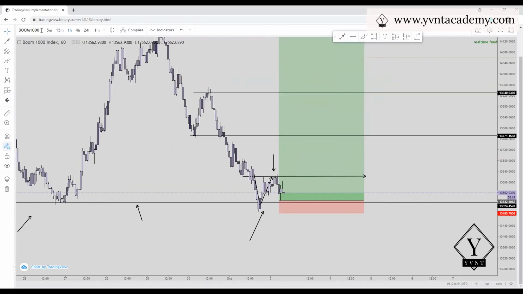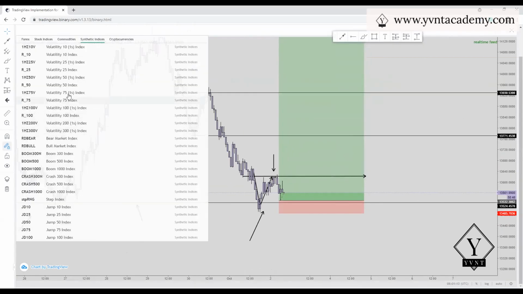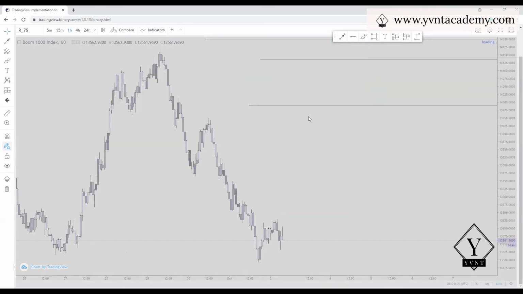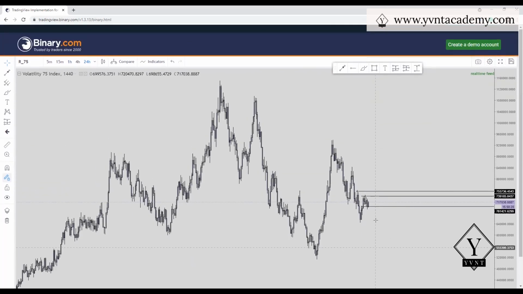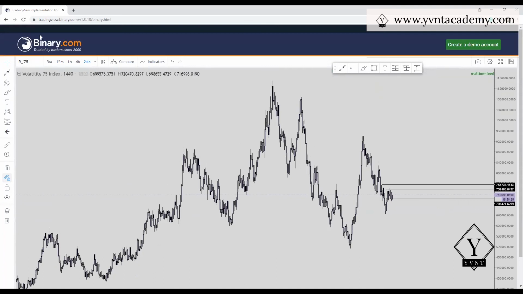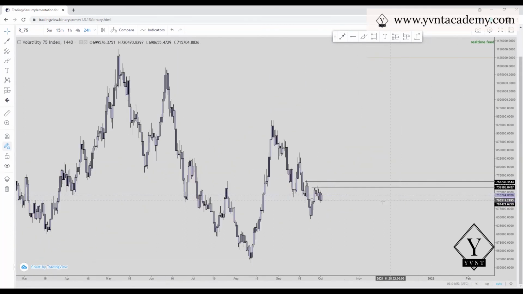So what else do we look at? We look at three, right? It's so nice to analyze this thing. So VIX75, we said you want to wait until price comes to these highs or these lows before we can start taking action. We just see on daily how it looks. So this is binary.com. This is where you want to get the charts. They have their own TradingView. So don't go on TradingView and search for the synthetic indices. I'm also going to share the link in the description below so that you guys can just click on it and go analyze.